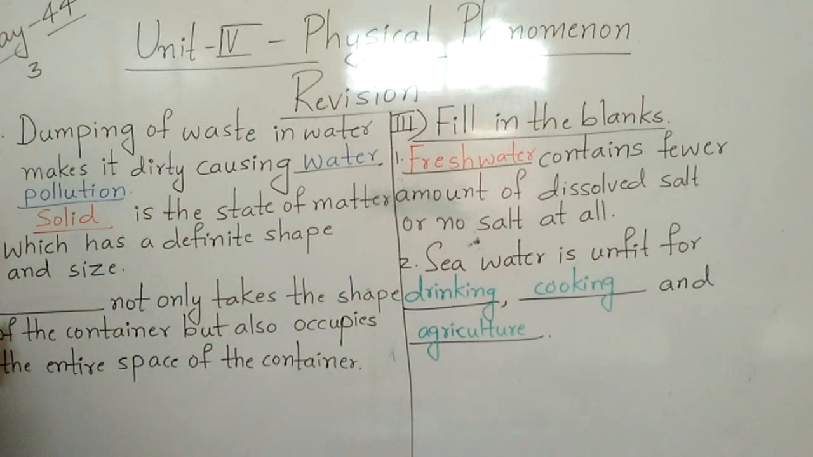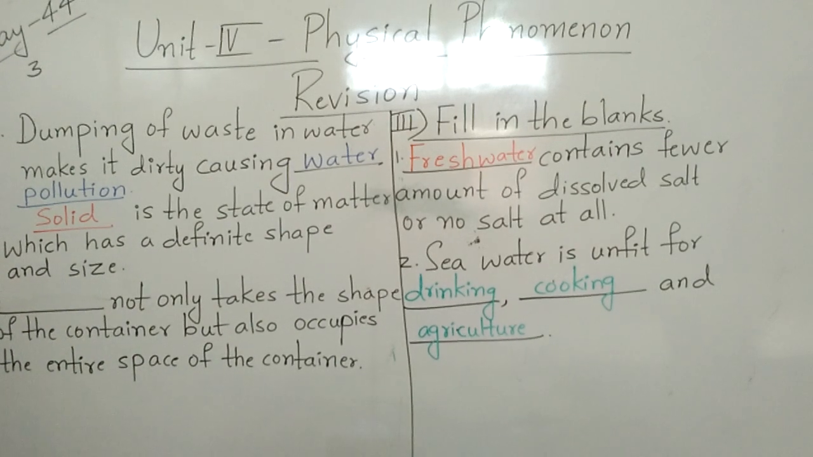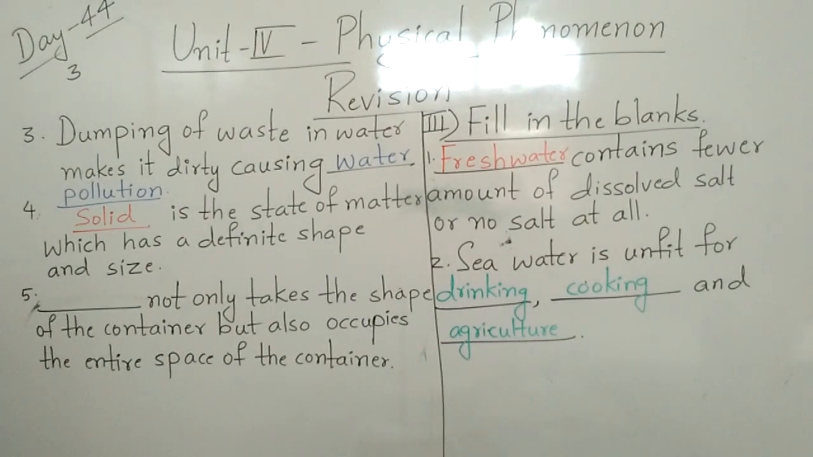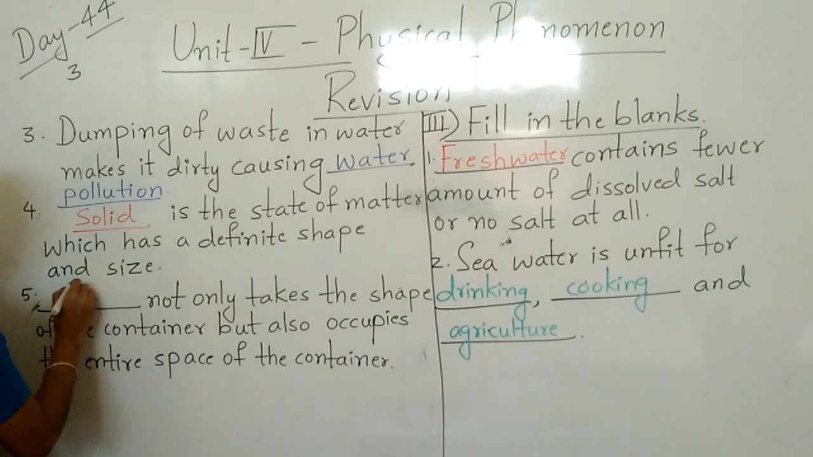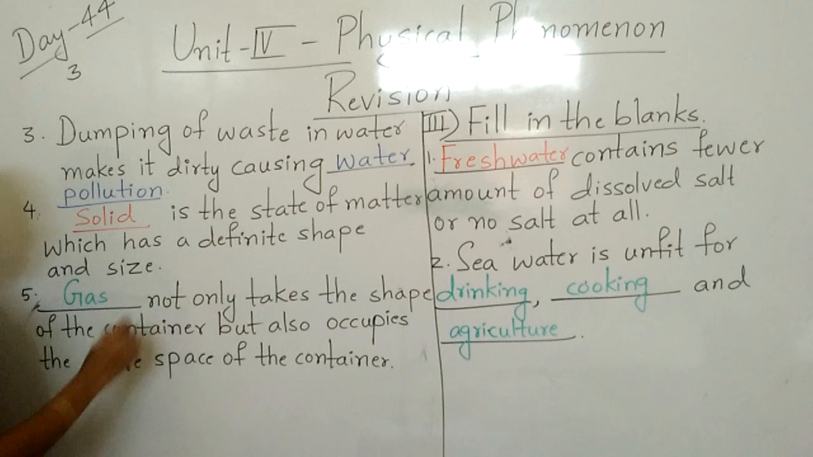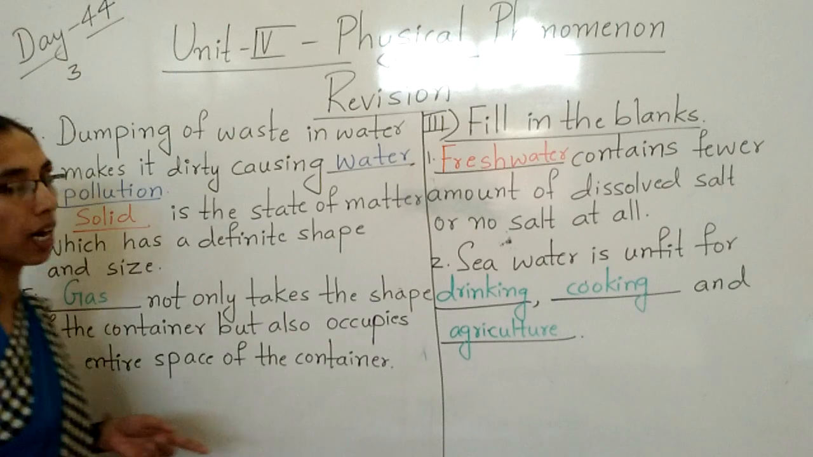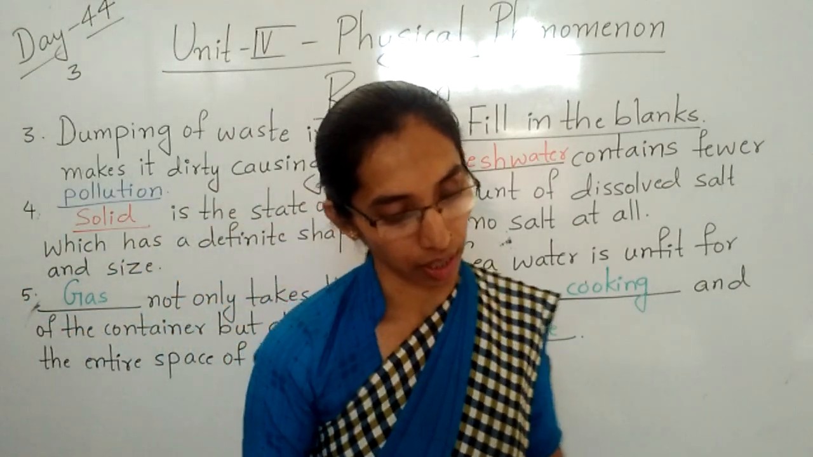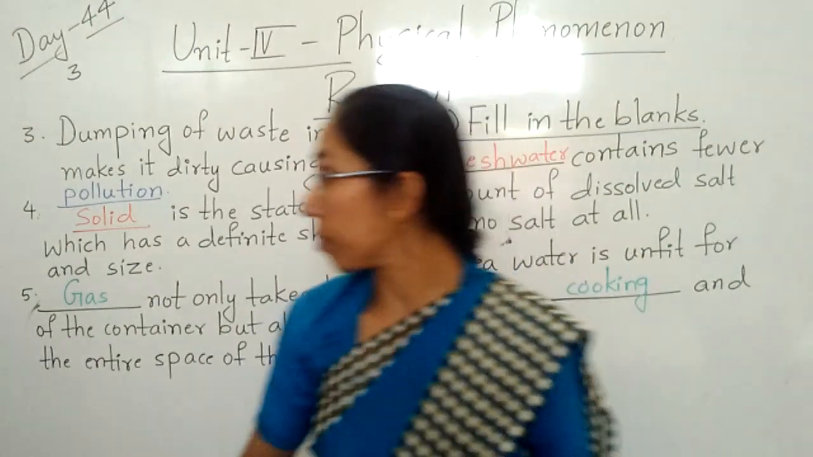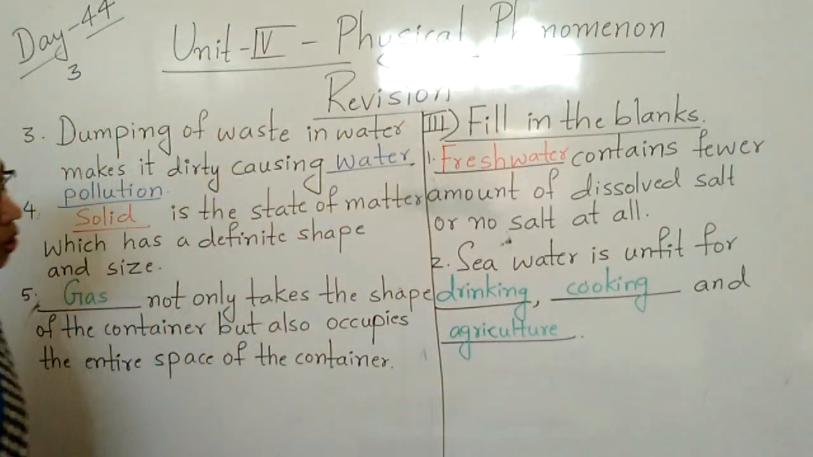shape and size. Dash not only takes the shape of the container but also occupies the entire space of the container. Tell me children. So what is the correct answer? Yes, correct answer is gas. Gas not only takes the shape of the container but also occupies the space of the container. Okay children. Now we will go to the next main. That is the fourth main.